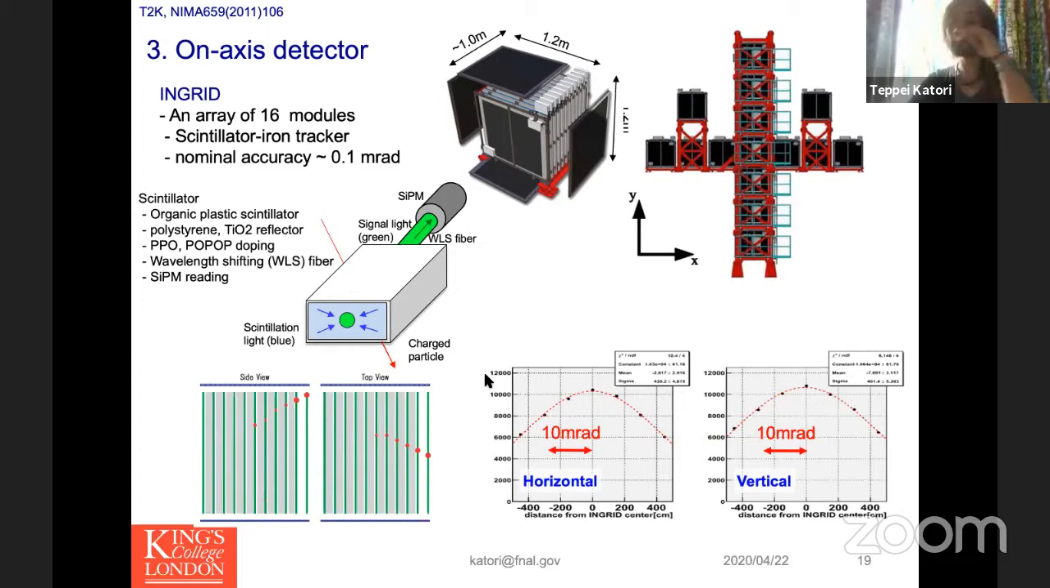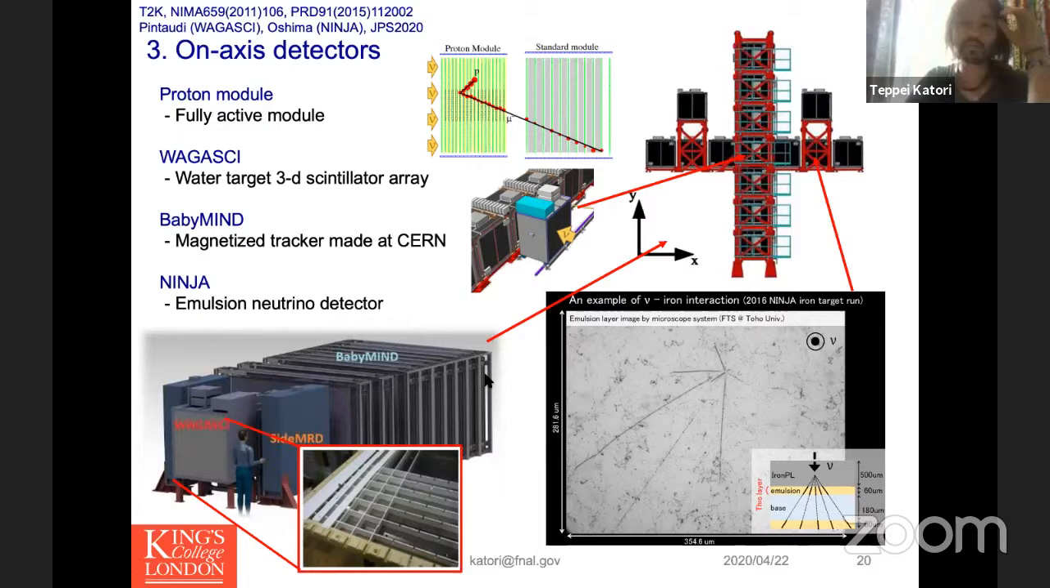Okay, on this on-axis site, we now have a lot of other detectors because there's lots of space. One is a proto module, which is a fully active module, unlike INGRID. And WAGASCI is a water target 3D scintillator array, coming with Baby MIND, which is a magnetized tracker made by CERN. We also have an emergent detector called NINJA. So these are all a variety of R&D and future detectors.